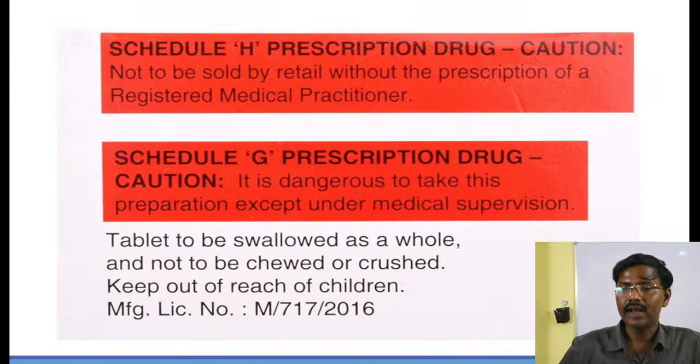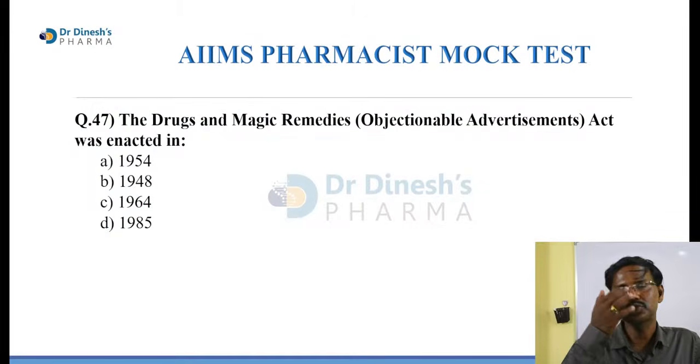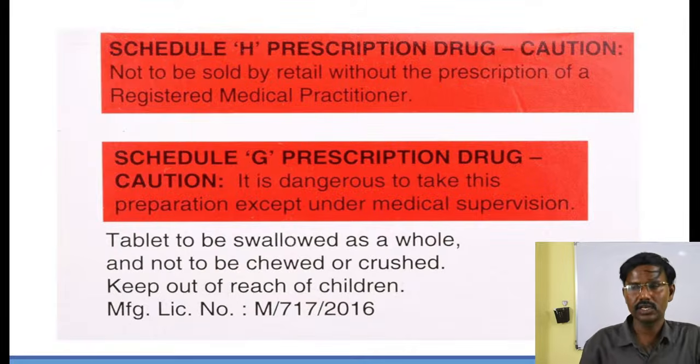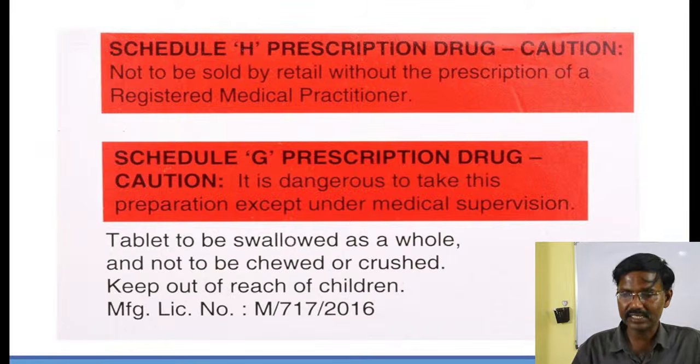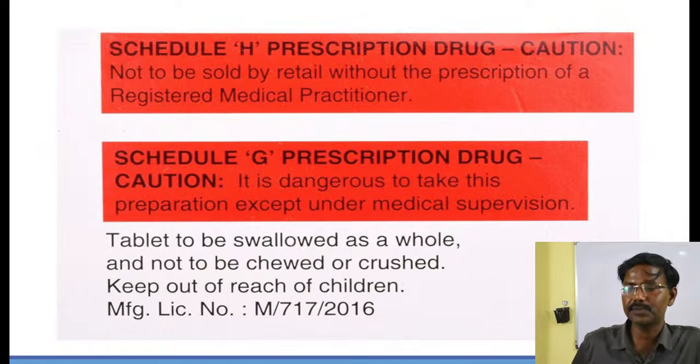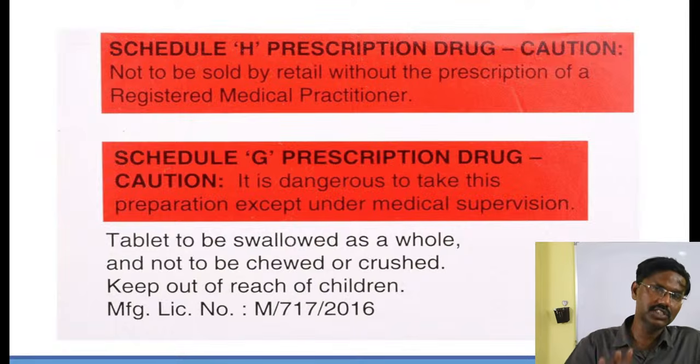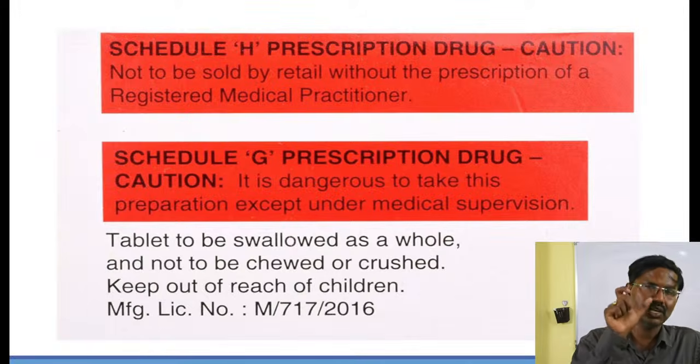Next. And what are the other important scheduled drugs? It should contain the label Schedule H. A common question repeated in the examination: Schedule H, not to be sold by retail without the prescription of an RMP, registered medical practitioner. Coming to Schedule G, diseases and ailments, right? The caution: it is dangerous to take this preparation except under medical supervision, right? These three are important: Schedule H, X, and G. So labeling is very important. All the boxes of injections or tablets should mention Schedule H properly, Schedule X properly, and Schedule G properly.